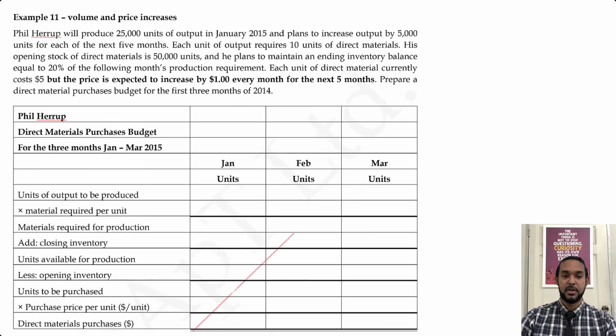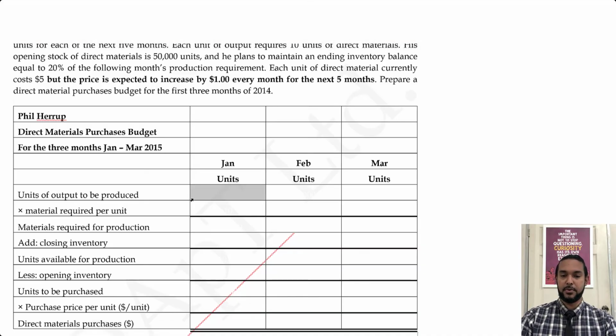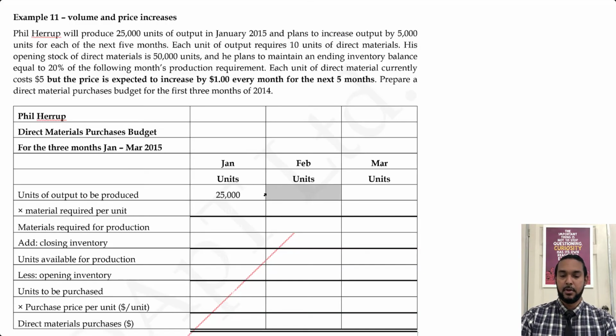So let's start, of course, with the units of output to be produced. We have 25,000 units of output in Jan, and we have plans to increase by 5,000 units each month for the next 5 months. So if we start with 25,000 in Jan and increase by 5, we're going to have 30 in February, and 35 in March. 25 plus 5 is 30, 30 plus 5 is 35.